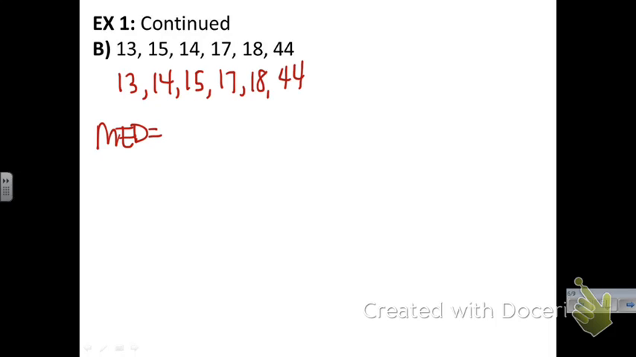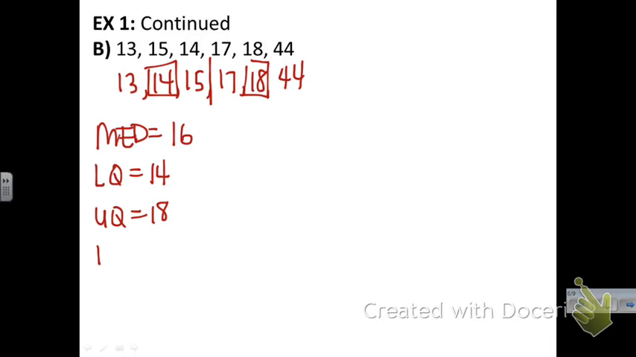That is the number in the middle, and we don't have a number in the middle, but what you can do is you can either add those two and divide by 2, or you can see that 16 is right in the middle. Then we will find the lower quartile, and that's the middle of the lower values, so it's 14 here. The upper quartile is the middle of the upper values, so 18, and then our IQR, interquartile range, is the upper quartile minus the lower quartile, so that's 4.